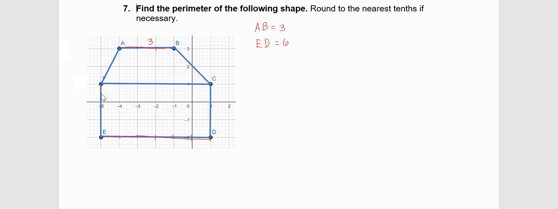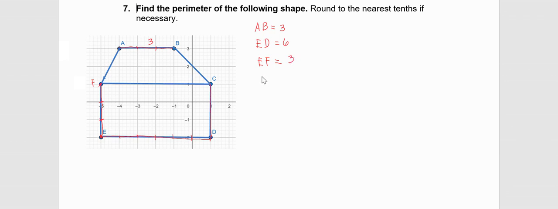Line segment EF and CD are also outer sides. Each of these two sides is vertical. To find the length of line segment EF, we count the number of units from point E to point F. So from point E, we have 1, 2, 3 units.